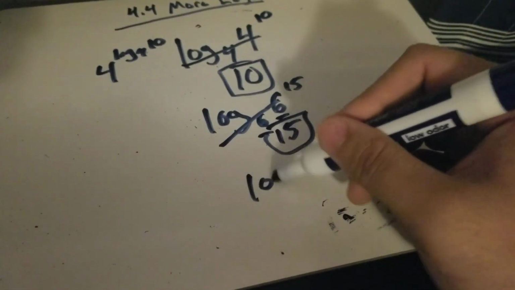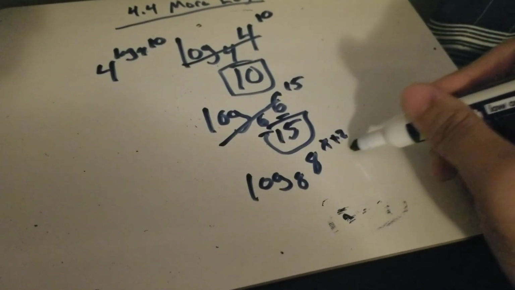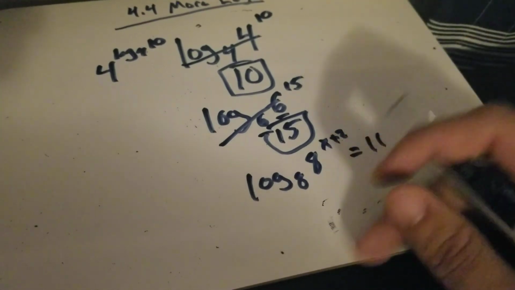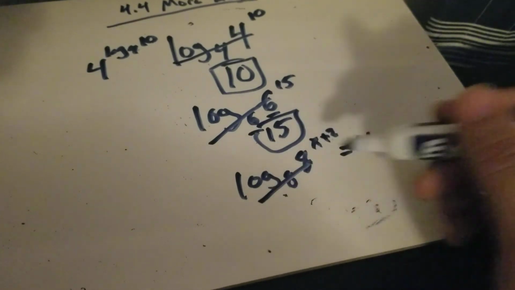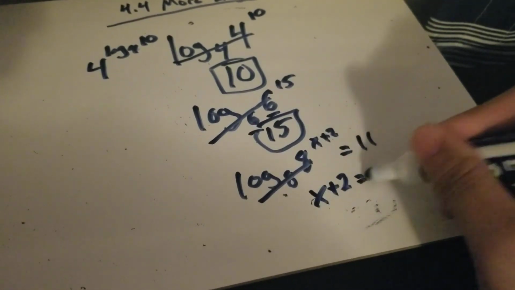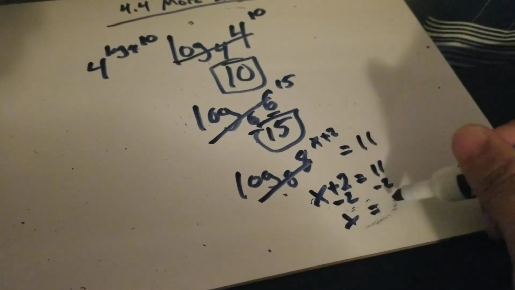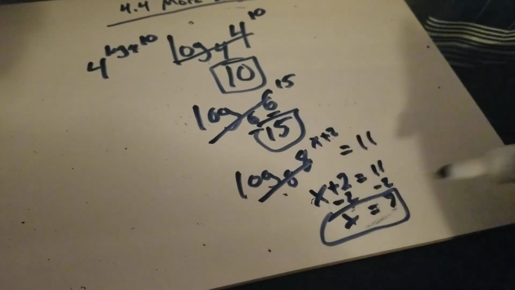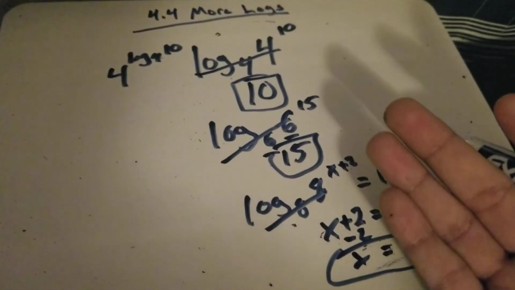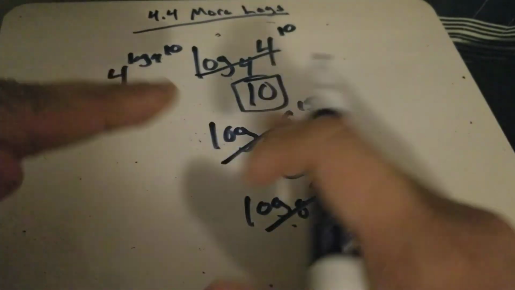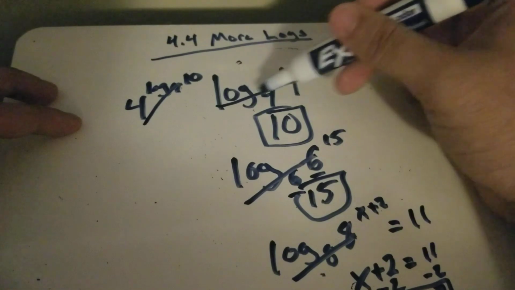One more time. Log base 8 of 8 to the x plus 2 equals 11. Well, log base 8 and 8 matches completely. So x plus 2 equals 11. Minus 2, minus 2. x equals 9. So if you have the same base for both the exponent and the log, you could cancel them out. Just like here, or just like here.